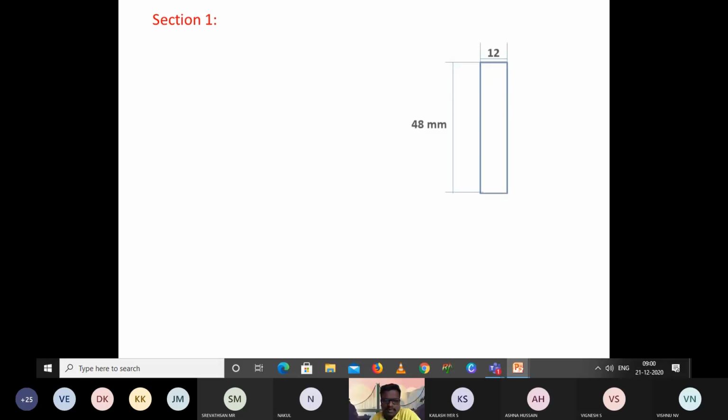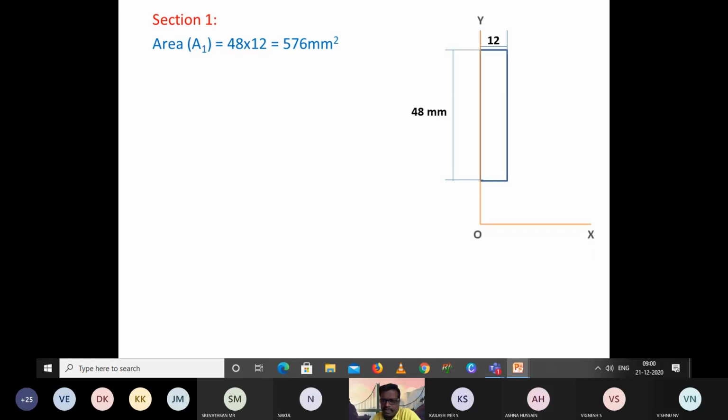Now in section 1, we have to calculate the area. That is 48 by 12, so we got 576 millimeters square. With respect to this axis, please make a note of it: it is not about the base of the rectangle, it is about the axes we have given, that OX and OY. With respect to these axes, we have to calculate x1 and y1. This distance is 12, and this center axis will give the x1 value. When calculating x1, the total distance is 12, so 12 by 2 will give you x1.